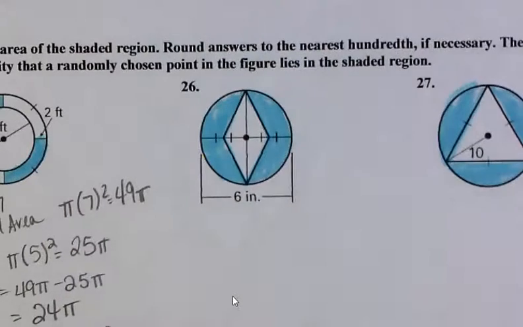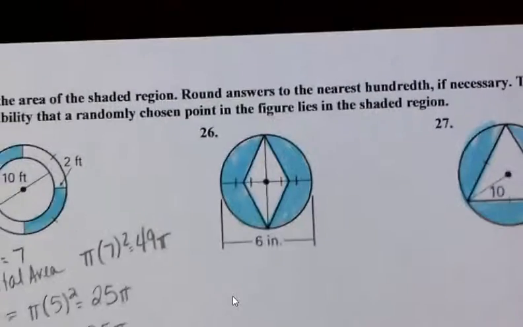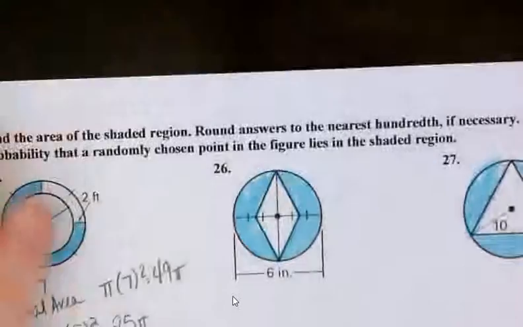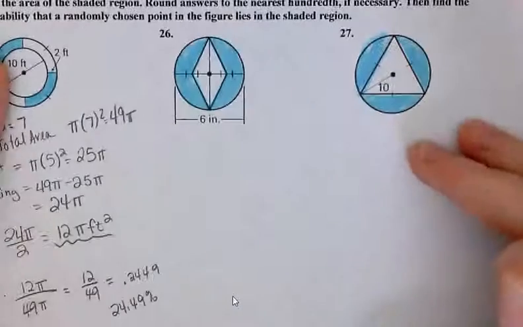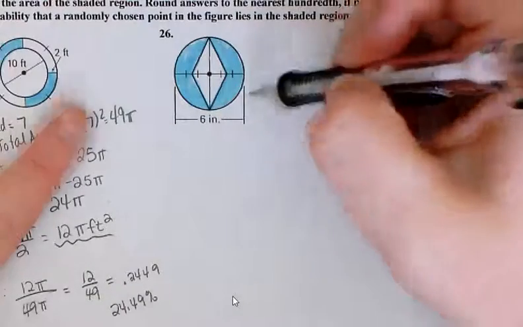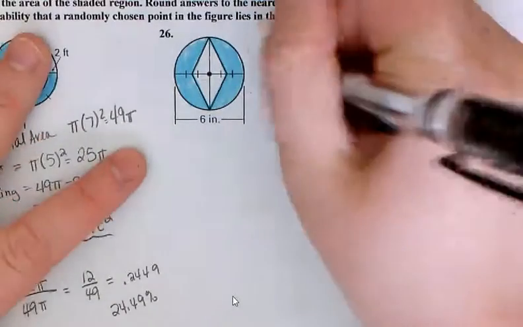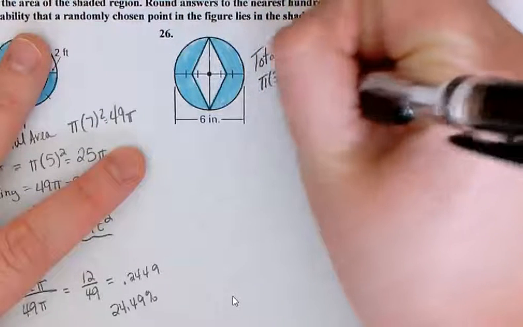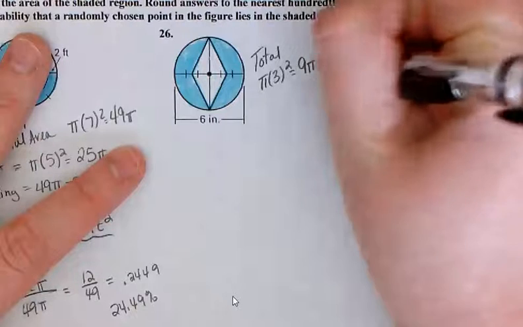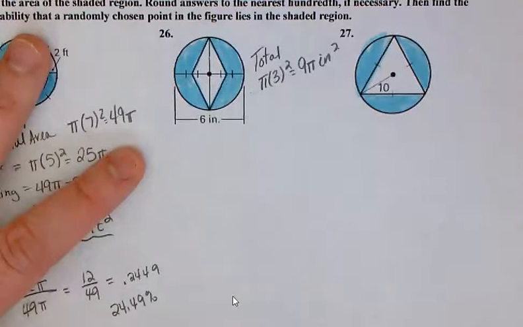Alright, so the next one, the total area is going to be of the circle. Get this moved up just a little bit more. There we go. So the total area is going to be the circle. The diameter is 6, so the radius is going to be 3. So the total area is pi times 3 squared, which equals 9 pi inches squared, if you're worried about the label. So that's the total area.